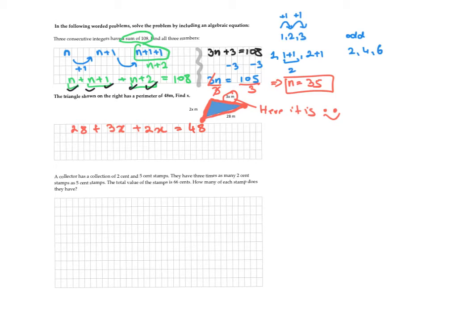Again, the same thing, so collecting like terms. What do we have? We have here 3x and 2x, which is 5x, plus 28 is equal to 48. Again, you have seen it before. Take away 28 from both sides. So we are left with 5x is equal to 48 take away 28, which is 20.